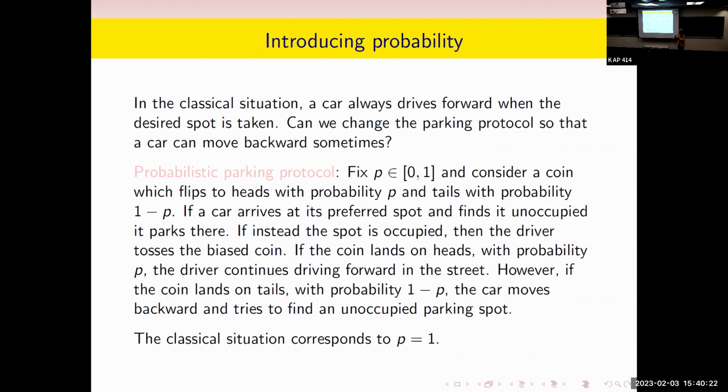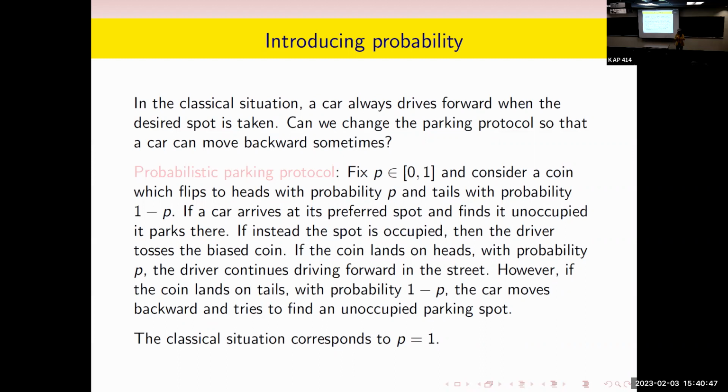If the coin tips heads, the car will drive forward. Otherwise, the car will drive backward. So it drives forward, trying to find the next available spot to park, and drives backward, also trying to find the next available spot to park. And we will assume that p in [0, 1] is the same for every car. Every car has this forward or backward probability.